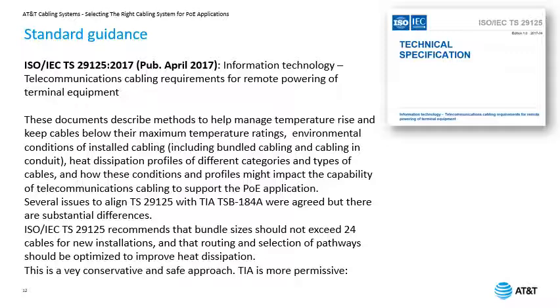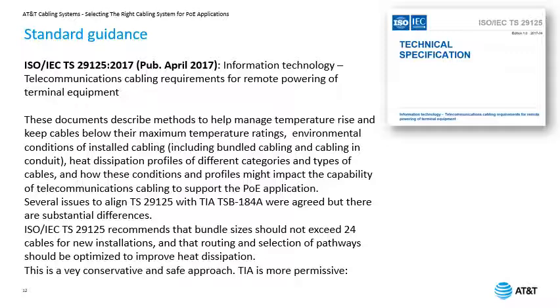Environmental conditions of installed cabling, including bundled cabling and cabling in conduit, heat dissipation profiles of different categories and types of cables, and how these conditions and profiles might impact the capability of telecommunications cabling to support the PoE application.